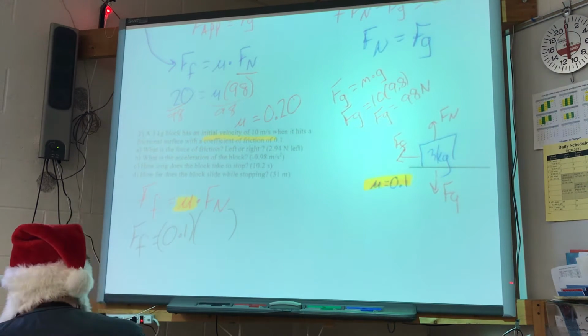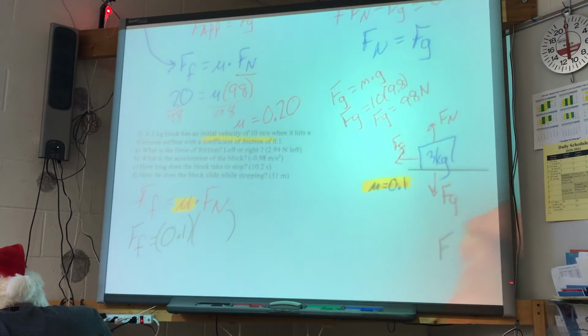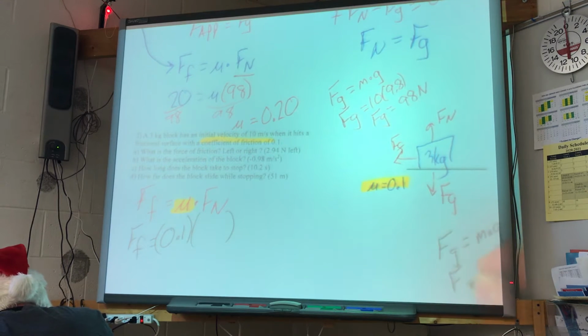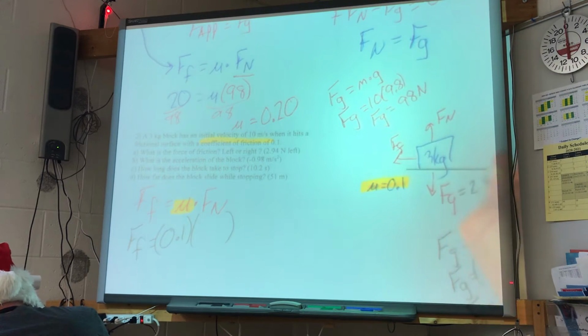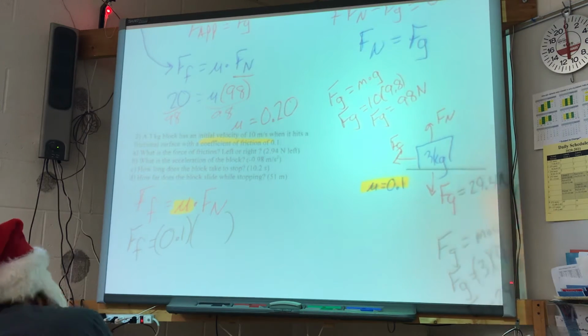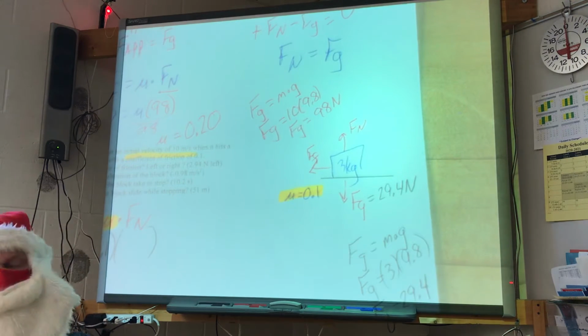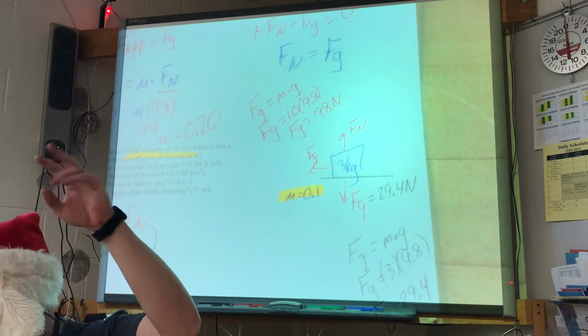So how do we calculate f of g? M times g, and m is mass, which is 3 kilograms. G is our gravitational acceleration, and on Earth, that's 9.8, and 3 times 9.8 is 29.4. So this is 29.4. That's my f of g. That is the weight of this object, because f of g and weight are the same.